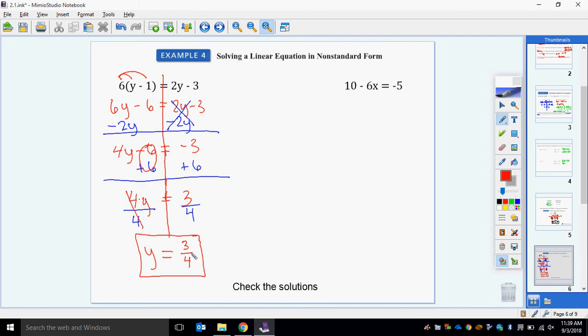And if you're unsure you did it correctly, plug it back in for y on both sides. Wherever you see a y, plug in 3/4 and see if both sides of the equal sign are the same number after you simplify.